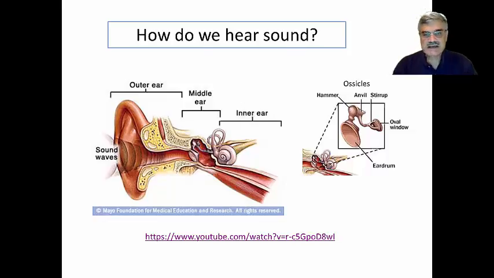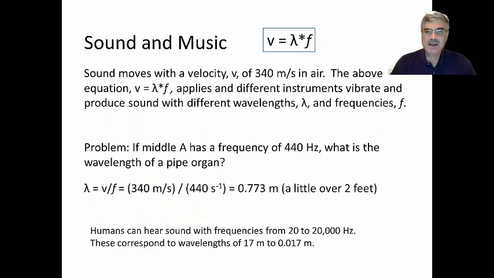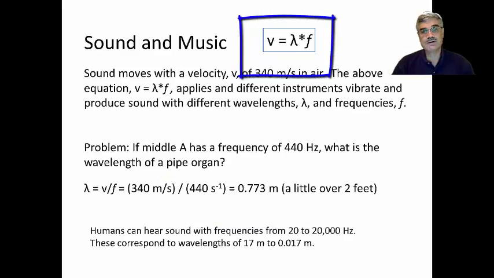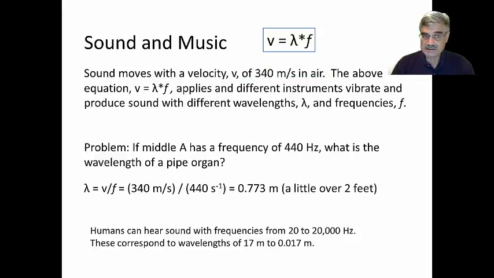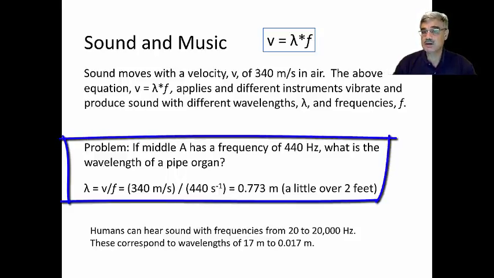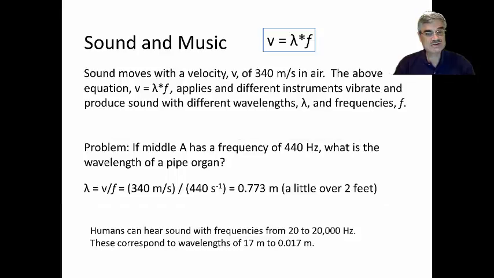Now let's talk about sound and music. And let's apply this equation that we talked about earlier, the linear velocity of the propagation of sound, v, velocity. Again, for sound moving through air, that velocity is 340 meters per second. That velocity is equal to the product of the wavelength, lambda, times the frequency. Let's apply that to an example of a pipe organ. Let's say that middle A of a pipe organ has a frequency of 440 hertz. What then is the wavelength of the waveform or the vibration associated with this 440 hertz?